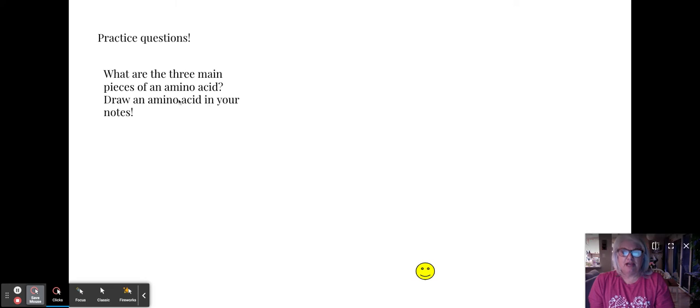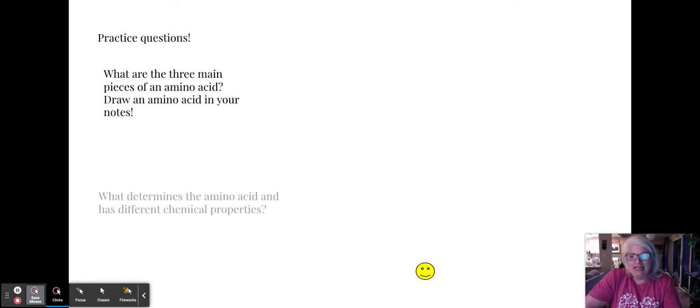So let's do a few practice questions. What are the 4 main parts of an amino acid? In your notes, please go ahead and draw them and maybe label them if you can. What determines the amino acid? So like what determines if it's tryptophan versus methionine? And then they also have different chemical properties. Go ahead and answer that question.